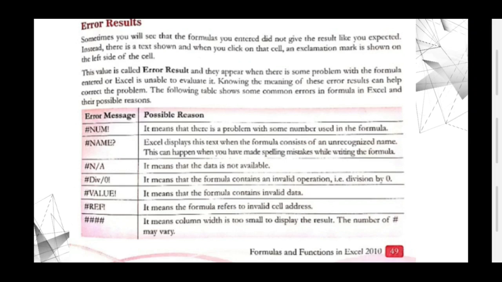Now next is #DIV/0!. It means that the formula contains an invalid operation. Next one, #VALUE!. It means that the formula contains invalid data. Next, #REF!. It means the formula refers to an invalid cell address. Next is four hashtags. It means the column width is too small to display the result. The number of hashtags may vary.